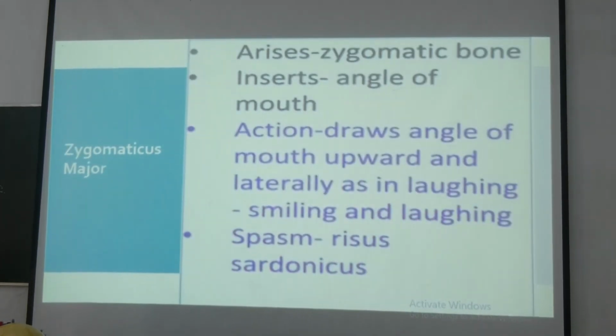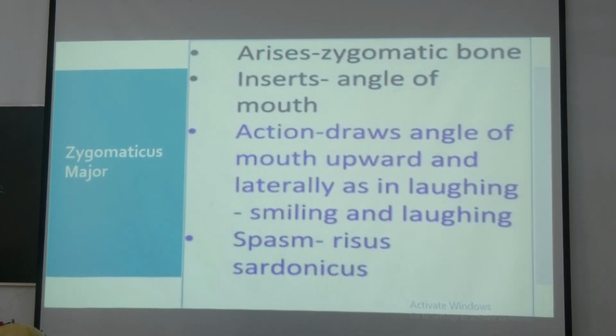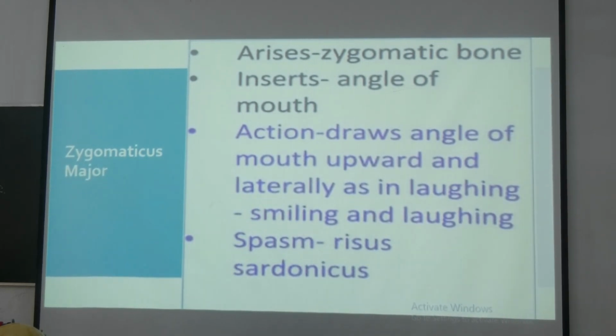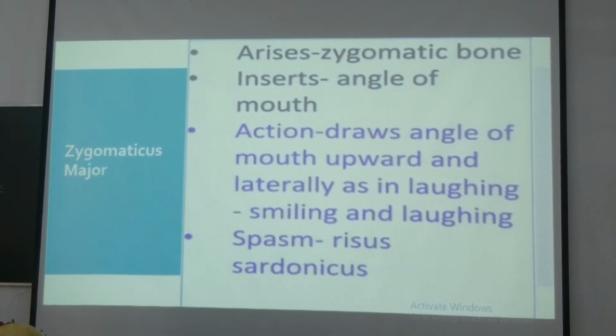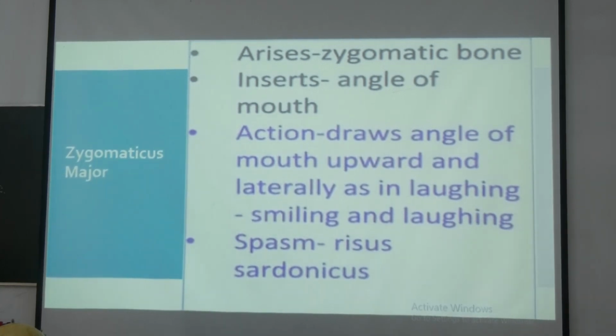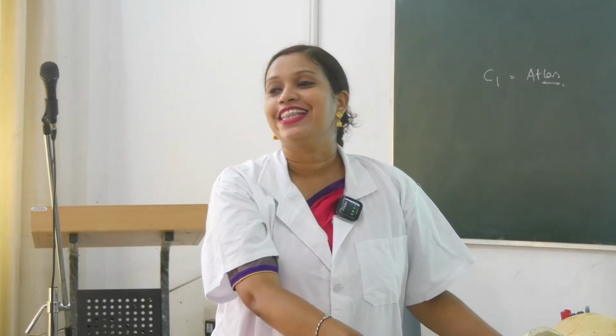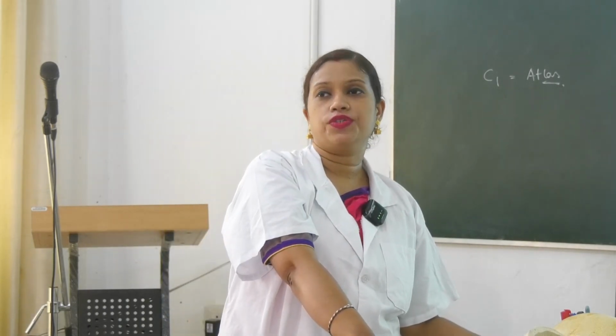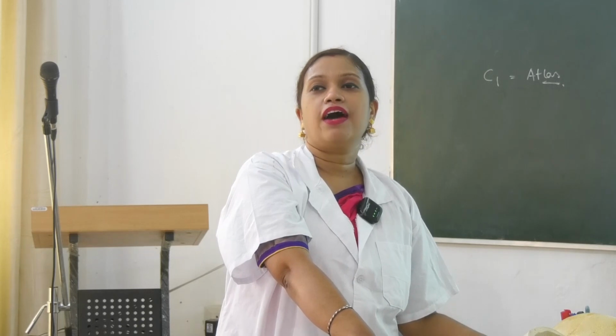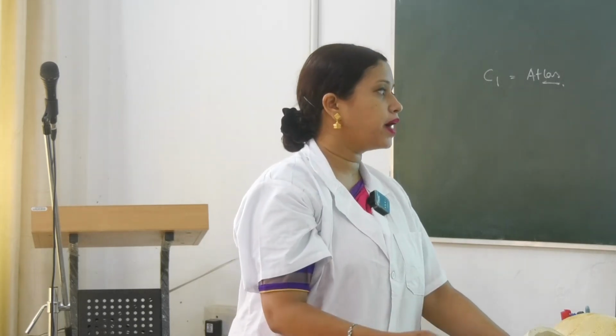Okay, zygomaticus major and minor, these both muscles are concerned with smiling, or laughing actually. What is the muscle of grinning? That is the risorius. Okay, write it down. The muscle of grinning, that is the risorius. Grinning, G-R-I-N-N-I-N-G, grinning. Okay, and laughing is zygomaticus major, zygomaticus minor. Okay.